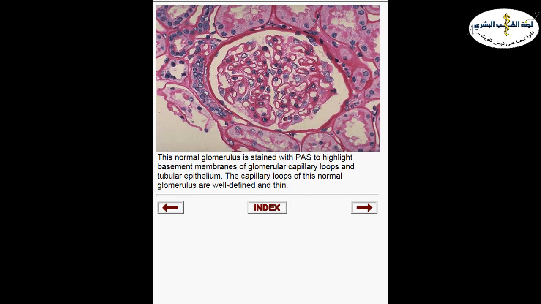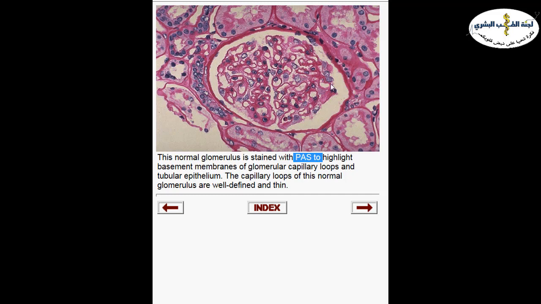We can do special stains to highlight the basement membrane and to examine it specifically, like the PAS stain, which highlights the basement membrane in pink-red. And we can see, is it of normal thickness, is it thickened, okay? So we can check the thickness of the basement membrane.